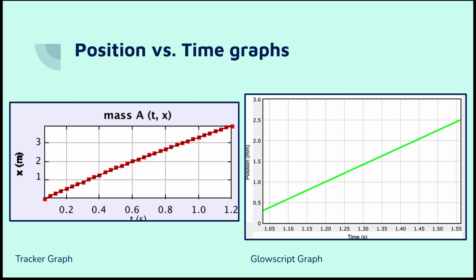There are few inconsistencies simply because for the GlowScript graph, we assumed that no forces were acting on the ball. But we can see from Tracker that there are small forces that in fact do act on the ball, such as air resistance and friction.